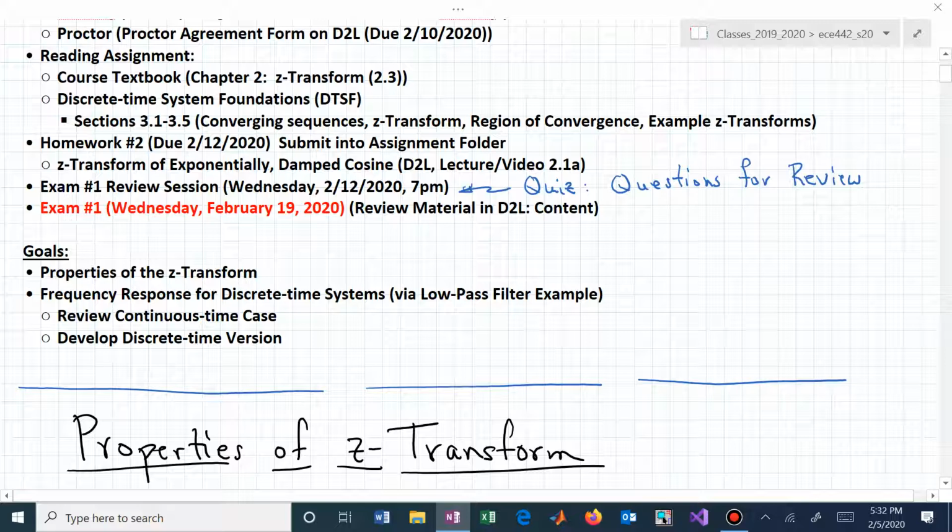If you have questions that you would like addressed during the review session, there is a quiz in D2L. You should be able to just write down, type in, or upload a scanned question into that quiz. You don't have to take the quiz unless you have a question, but that's where I'm receiving input for possible questions for the exam number 1 review session.